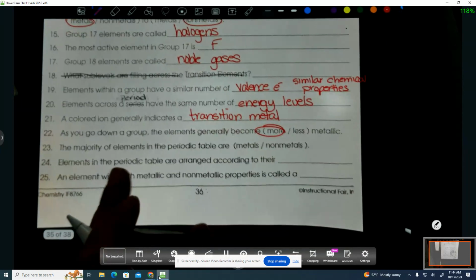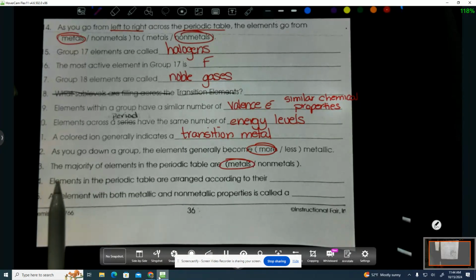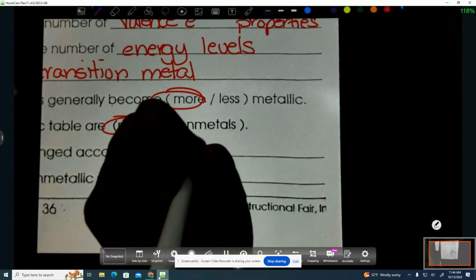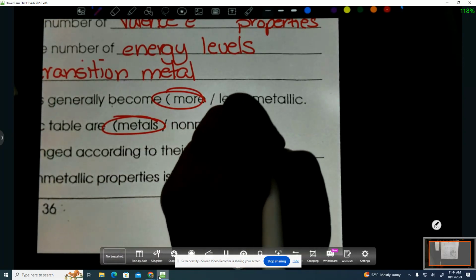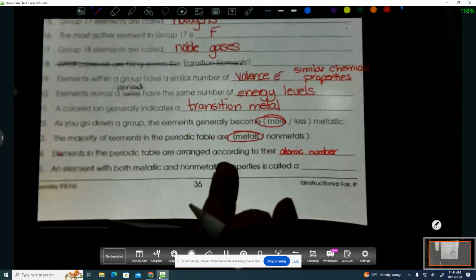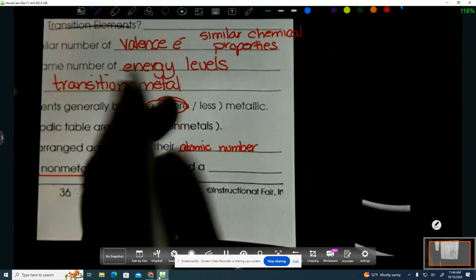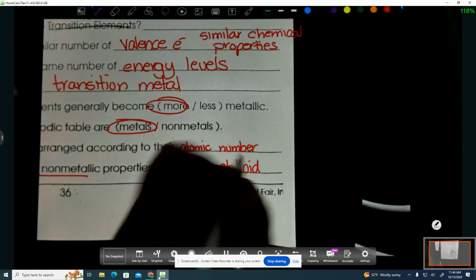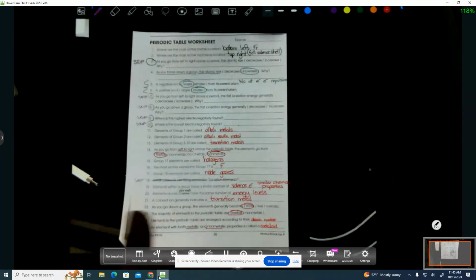It's pretty cool. All right, a majority of elements on the periodic table are metals. Elements in the periodic table are arranged according to their atomic number. That's periodic law. An element with both metal and non-metal properties is called a metalloid. Any questions on that stuff for now? I know we skipped a few. We'll come back to them.